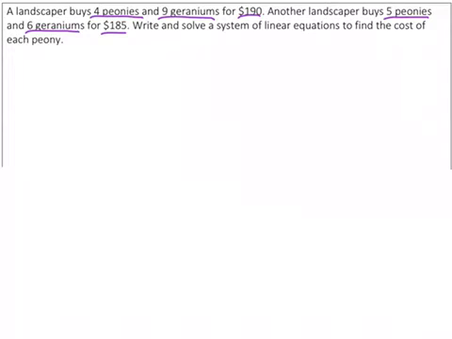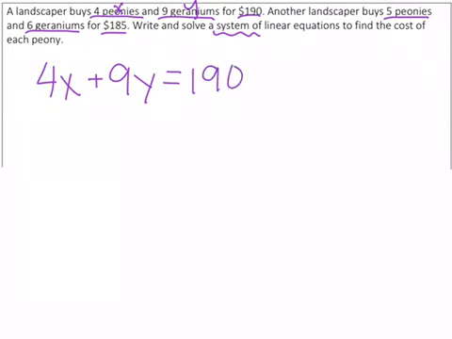So we are going to have to write a system of linear equations, which means we're going to have 2 equations. We're going to talk about the 2 different landscapers. We're going to say peonies are going to be the x variable and geraniums are going to be the y. It says the first landscaper bought 4 peonies and 9 geraniums for $190. So that's actually our first equation. It's written right out there for us.